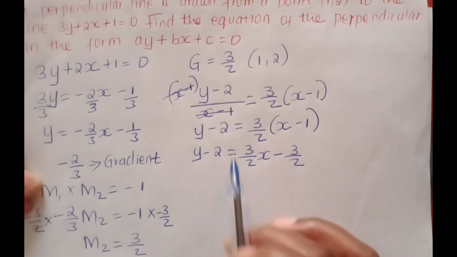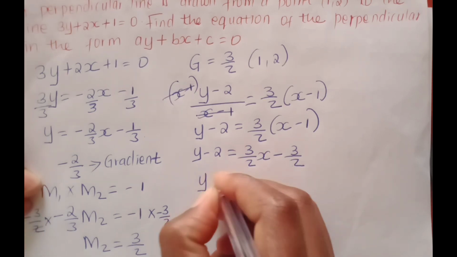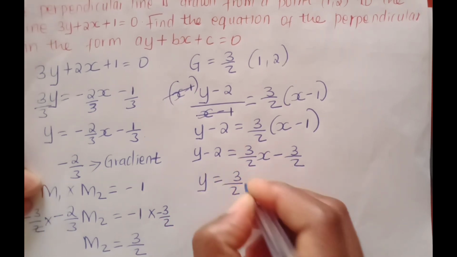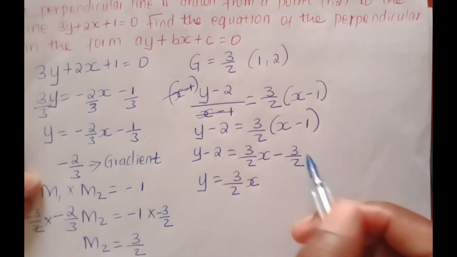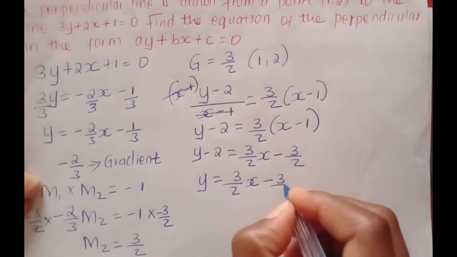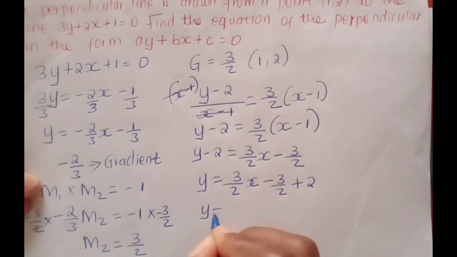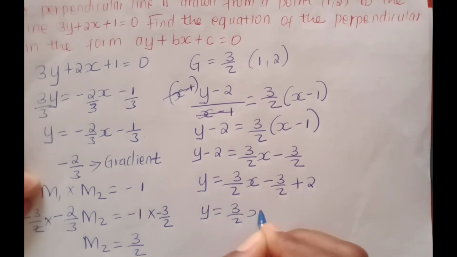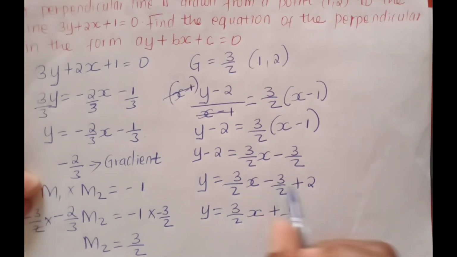So we take our -2 on this side, like terms together. So we'll have y is equal to 3 over 2x, then this one will be plus 2 now, learner. This one will be plus 2. So we'll have -3 over 2 plus 2. So our y will be 3 over 2x, then plus a half. 2 minus 3 over 2, this one will be a half.